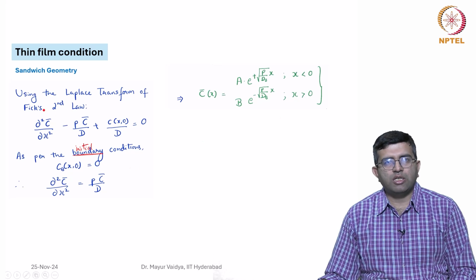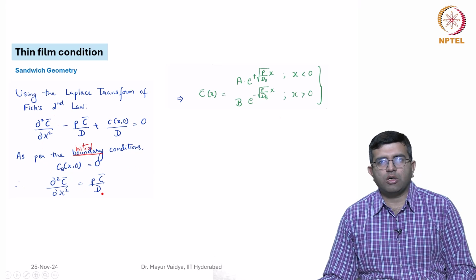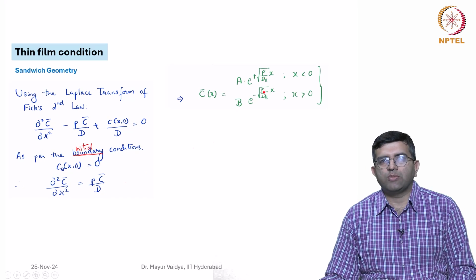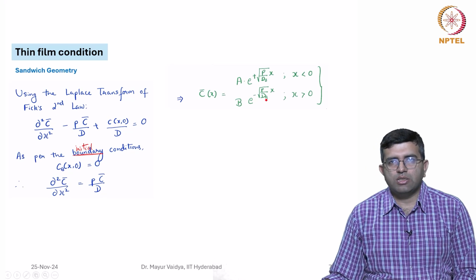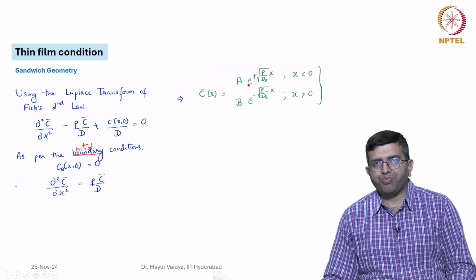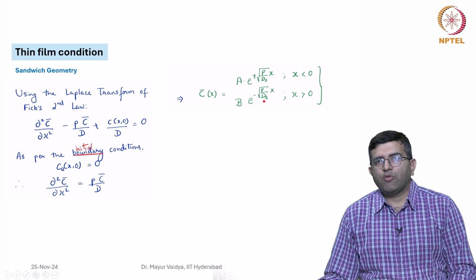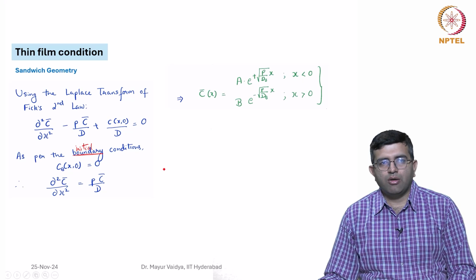Till now it was more general, so I did not use D_B here, but from now on we will use the term D_B. Essentially it is the same thing we are representing. For x less than 0 there will be a plus sign, and for x greater than 0 there will be a minus sign.